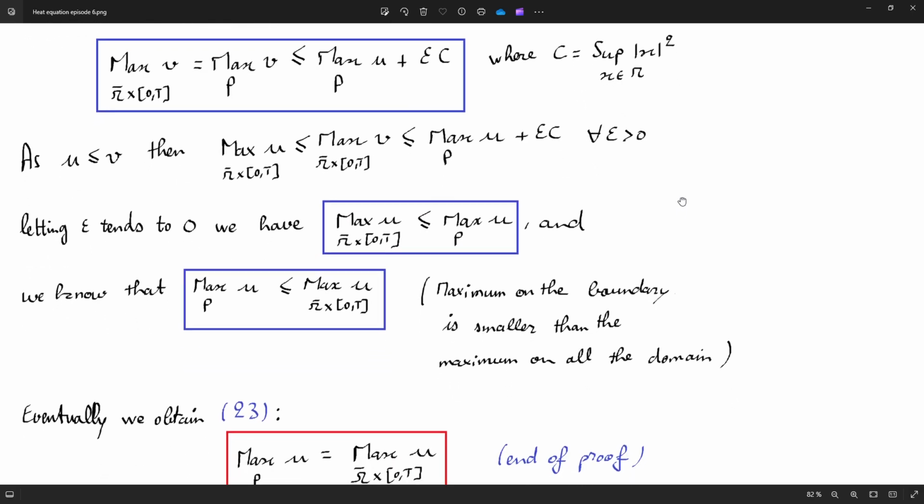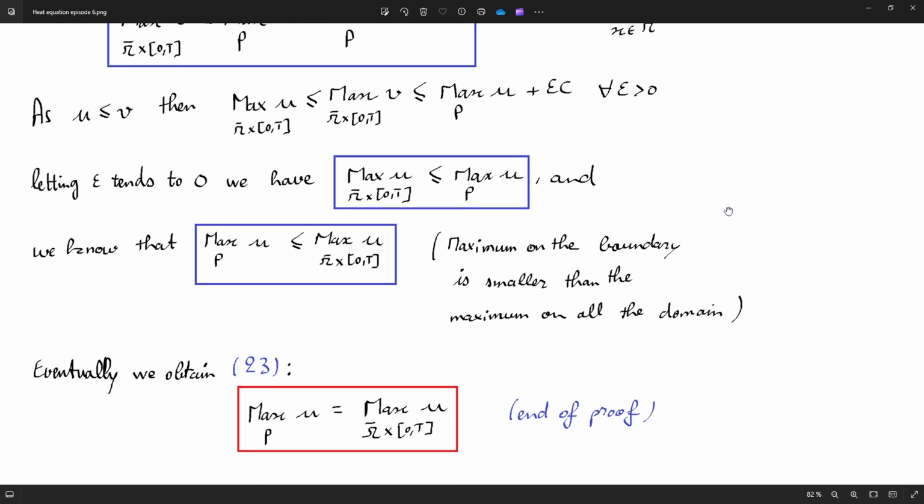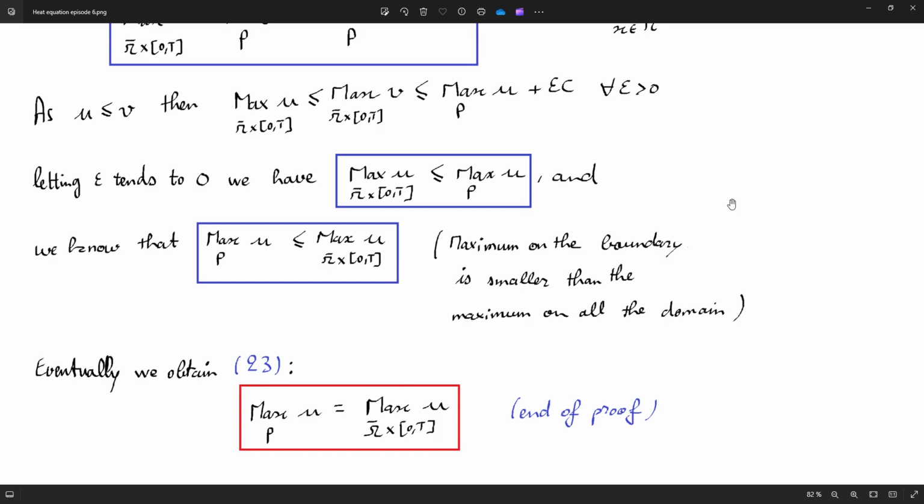So letting epsilon tend to 0, we have the maximum of u on omega bar times [0, t] is smaller or equal to the maximum of u on p, and we know that the maximum of u on p is smaller or equal to the maximum of u on omega bar times [0, t], because the maximum on the boundary is smaller than the maximum on all the domain, which is logical. Eventually, we obtain 23: the maximum of u on p is equal to the maximum of u on omega bar times [0, t]. And this is the end of the proof, the end of this part 3.